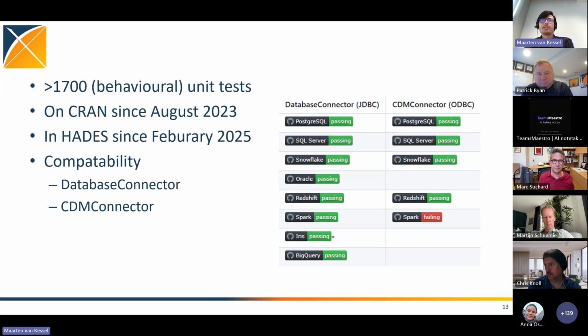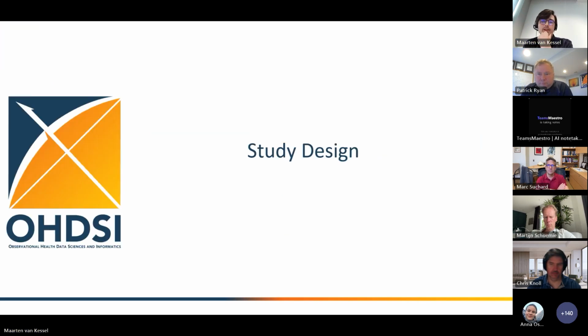And like I said, in February this year it is also part of HADES. And it is fully compatible with all the HADES supported databases. So it includes Postgres, SQL Server, Snowflake, and all the others. There's also some CDM connector support that depends a bit on the ODBC implementation for DBI. But mostly you can use whatever you want, whatever you're comfortable with. So that's sort of the history of treatment patterns.